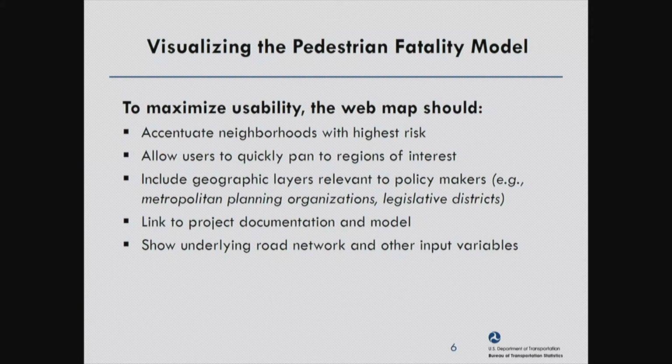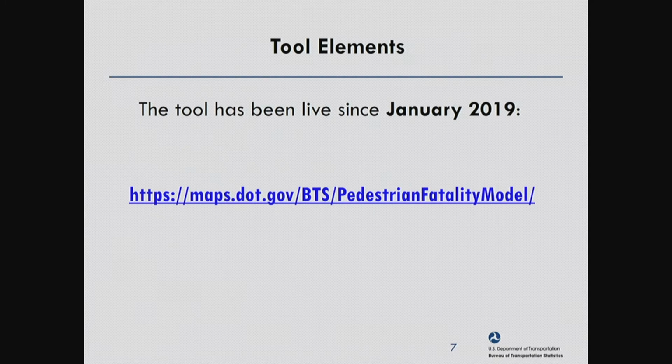And some of the considerations that went into this map, and then I will highlight how some of these show up in the app itself, were to accentuate neighborhoods with the highest risk, allow users to quickly navigate across the country, include other geographic layers that would be of relevance to policymakers, like metropolitan planning organizations and legislative districts, provide links to the project documentation for those who are interested in reading the full paper, and then also show the underlying road network and input variables.